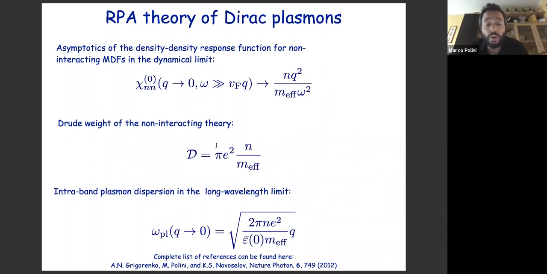So if you look for the zeros of the denominator of the response function that I was mentioning earlier, you can immediately solve this very simple equation, and you find something which is essentially nowadays textbook. You find that plasmons in a two-dimensional conductor, intraband plasmons in a two-dimensional conductor, they scale like the square root of in-plane wave vector Q.